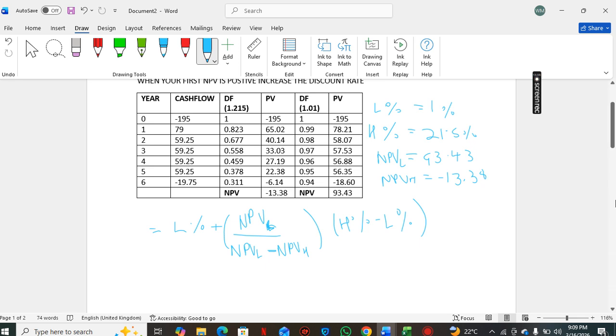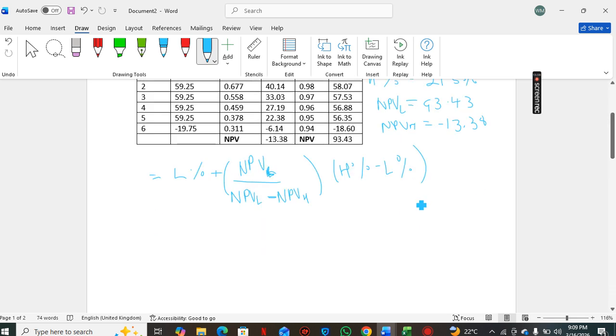So we just do replacing here. L%, we put 1%. If you want, you can convert these percentages into decimals, but then at the end you have to convert it back to a percentage. So what I advise is just leave them as percentages. Okay, colleagues? On the NPVL, it's net present value with the lower discount rate.